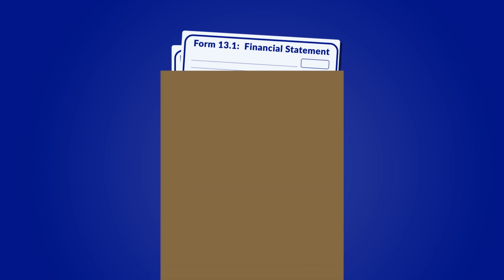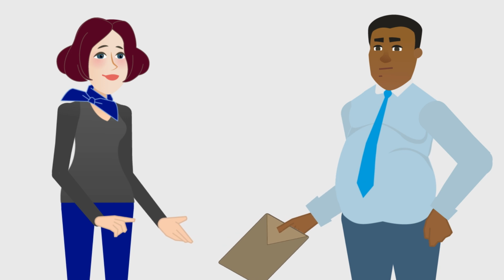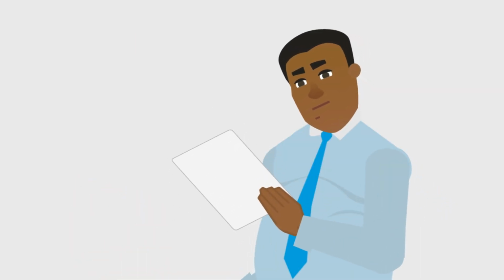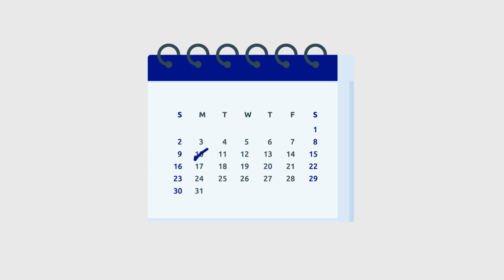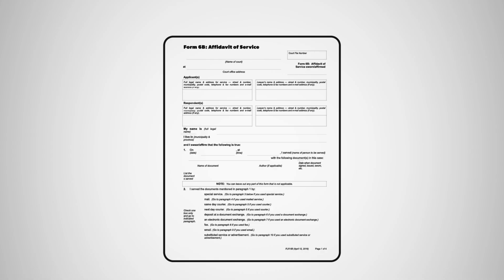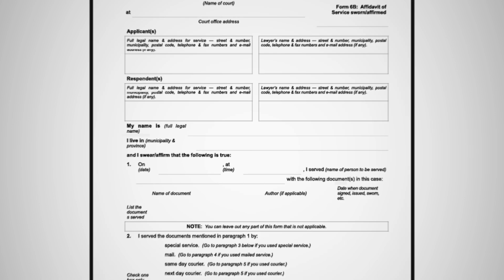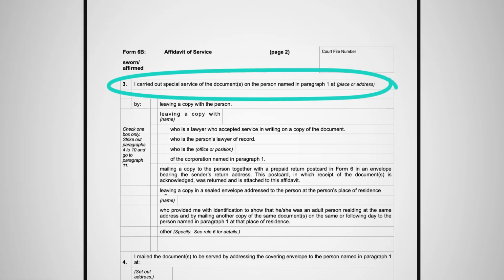If you bring a motion with notice, you must give your partner a copy of your documents before the motion so that they have a chance to respond. This is called serving your partner. Rule 6 of the Family Law Rules says you must serve your partner at least 6 days before the date your motion is heard. The person who serves your partner must fill out Form 6B, Affidavit of Service. In it, they say when, where, and how they served your partner.